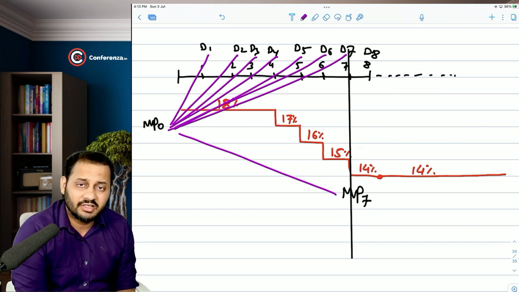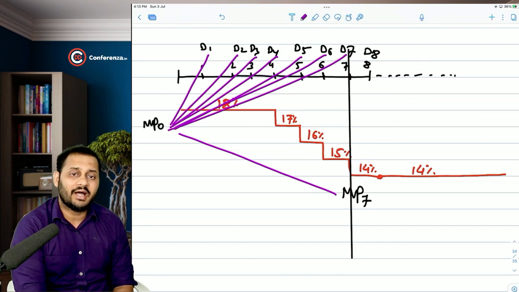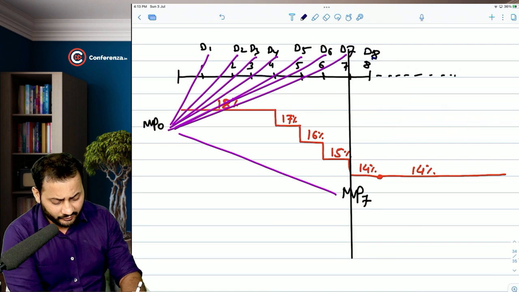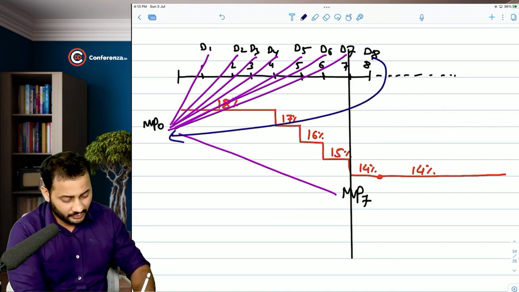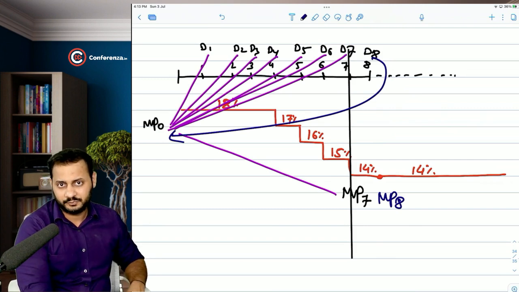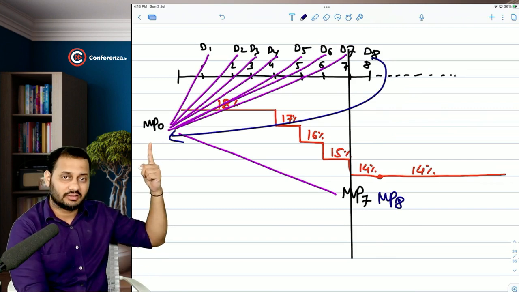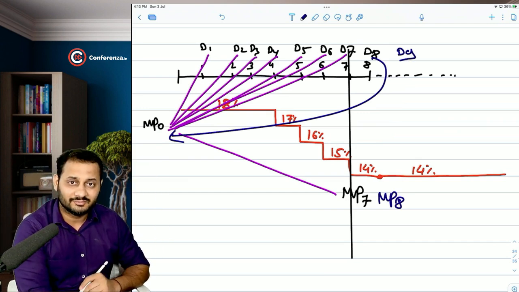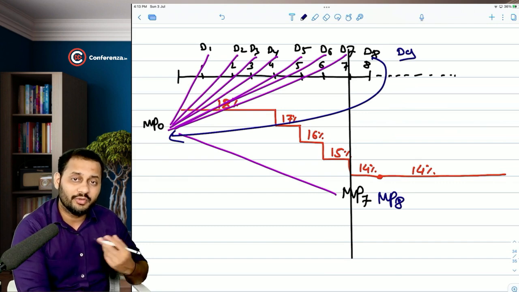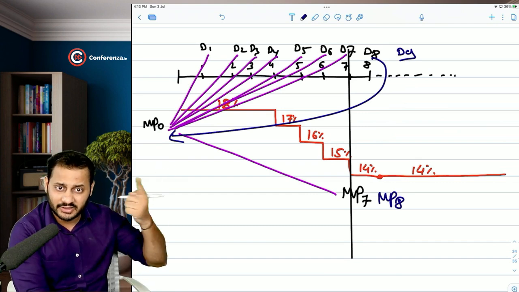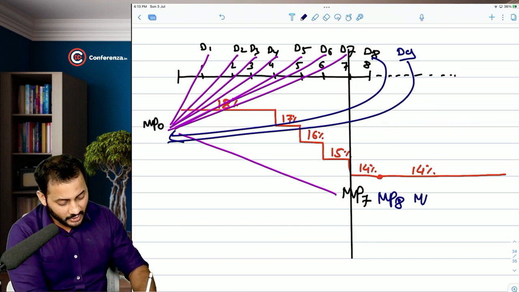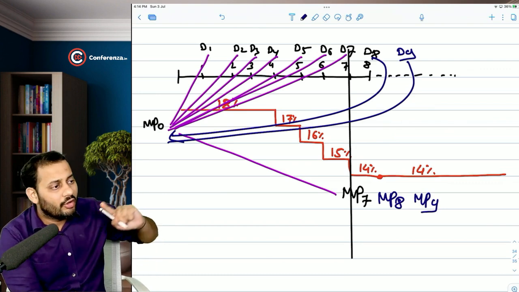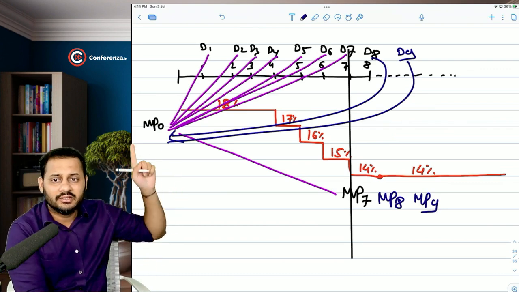By any chance, if you are thinking that why not the present value of D8, then I am telling you, yes, you take the present value of D8 also. But at that time, you will have to take the present value of MP8. Still, you will get the same answer. You can also take D9. Not given in the question. Although it is not given in the question, you can take D9's present value, but discount MP9 instead. Not MP7, not MP8, MP9. And you can go on like this for any number of years and the answer will be same.